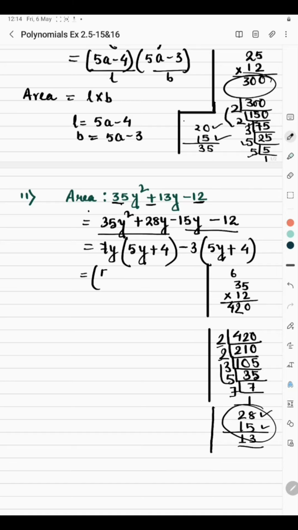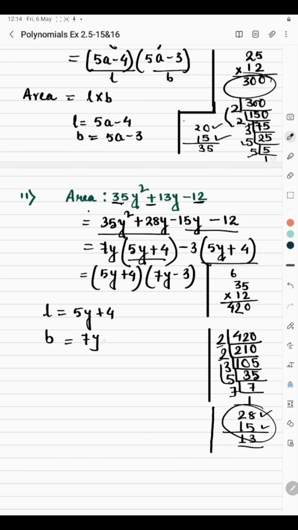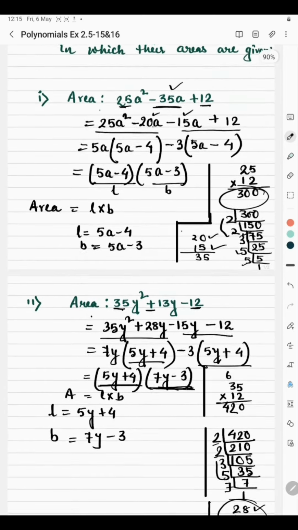So from these two factors we'll take one common, which is 5y plus 4, and here 7y minus 3 is left. So it will be 5y plus 4 multiplied by 7y minus 3. So here length will be 5y plus 4 and breadth will be 7y minus 3. Why? Because area is equal to L into B. So here we have got area is equal to 5y plus 4 multiplied by 7y minus 3. So here this is L and this is B. Okay, so this is how we do number 15.